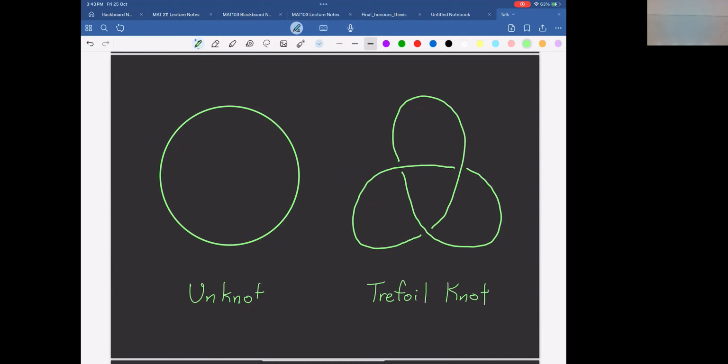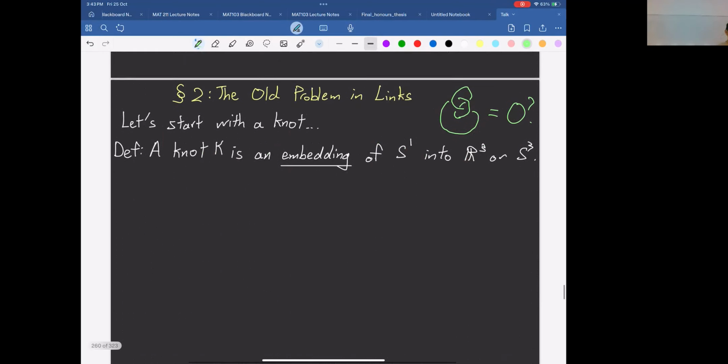So we are not trying to break it. We try to do it continuously, just by what we call isotopy, which I will introduce later. Without breaking it, can you make it into an unknot? So this is the problem we are interested in. So let's make this precise.